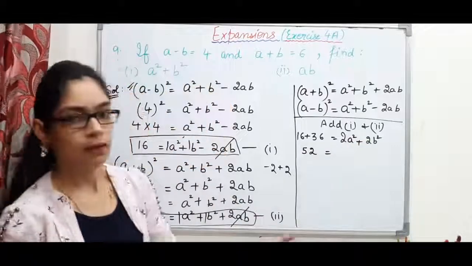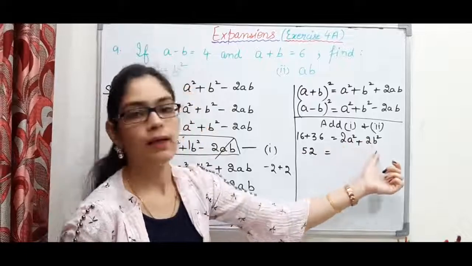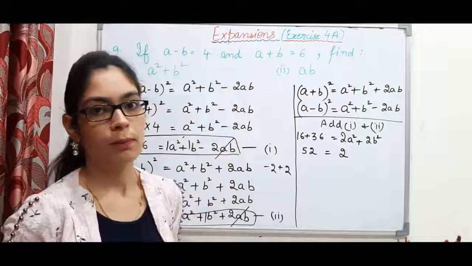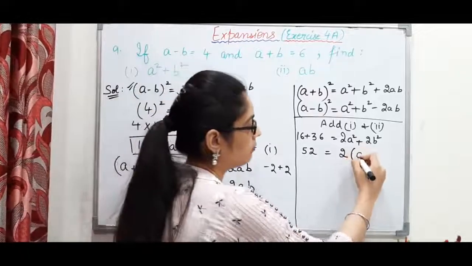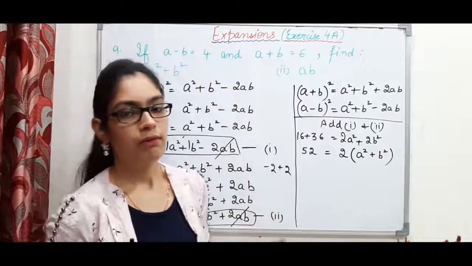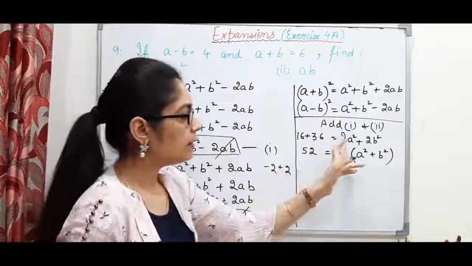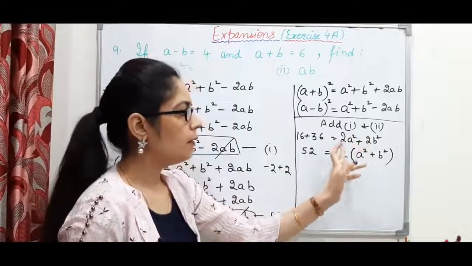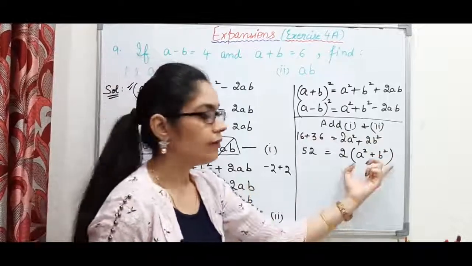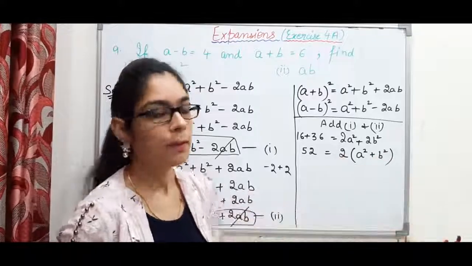So these two terms we cannot add further, but we can solve. See, here it is 2, here also it is 2. So 2 we can take common, or we can write it outside and we'll write a square plus b square inside the bracket. So whenever anything is common, we can take out that common thing. See, if I multiply it again, it will become 2a square plus 2b square, same thing. So the meaning is same, only the way of writing is different. So 2 into a square plus b square.